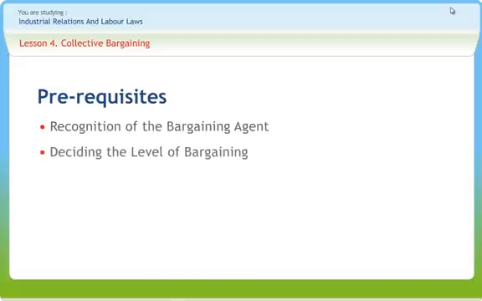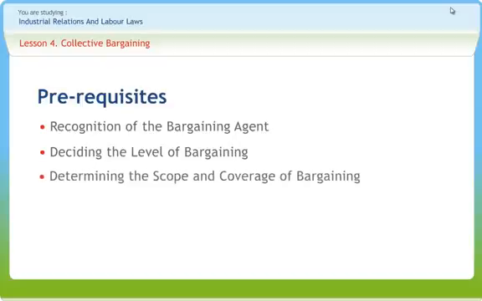Deciding the level of bargaining, because whether the dealings are confined to enterprise level, industry level, regional or national level, should be decided as the contents, scope and enforcement agencies differ in each case.